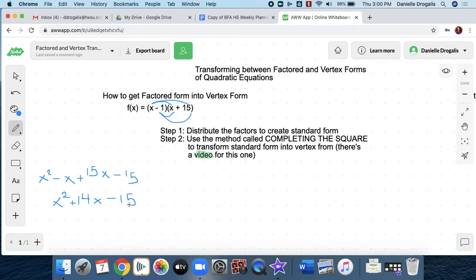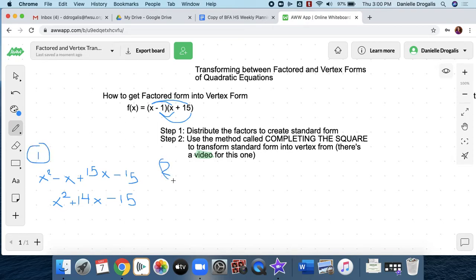And now there's a whole other video that shows you how to go from standard form into vertex form. But I'll just continue the process here as it is so that you can see it start to finish. That's what's highlighted here: we need completing the square, and there's already a video for how to do this. Now that we are in standard form, you just need to know standard form to vertex. But let's get it going. So this was step one.